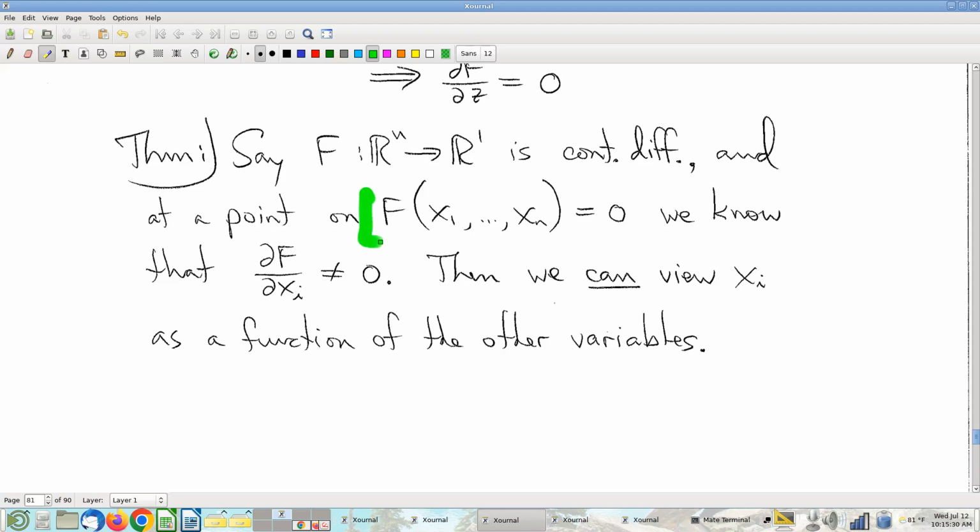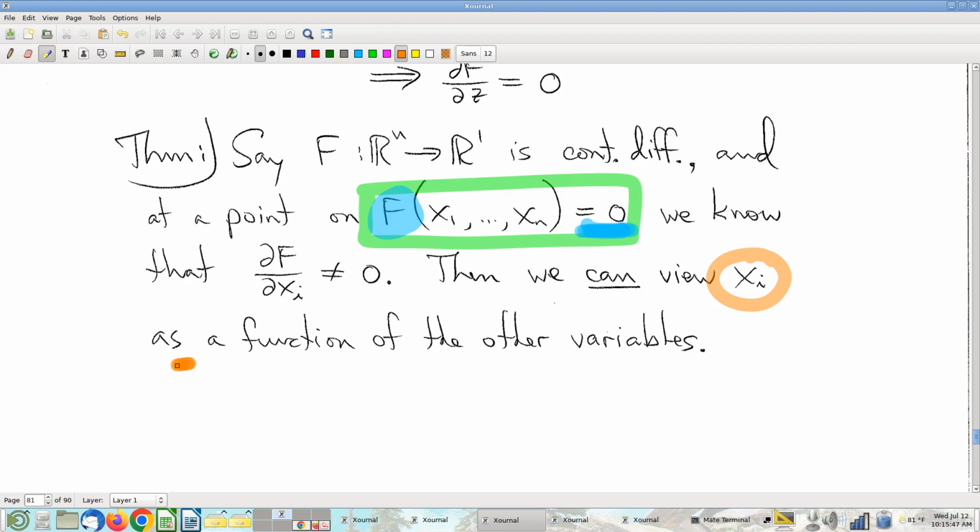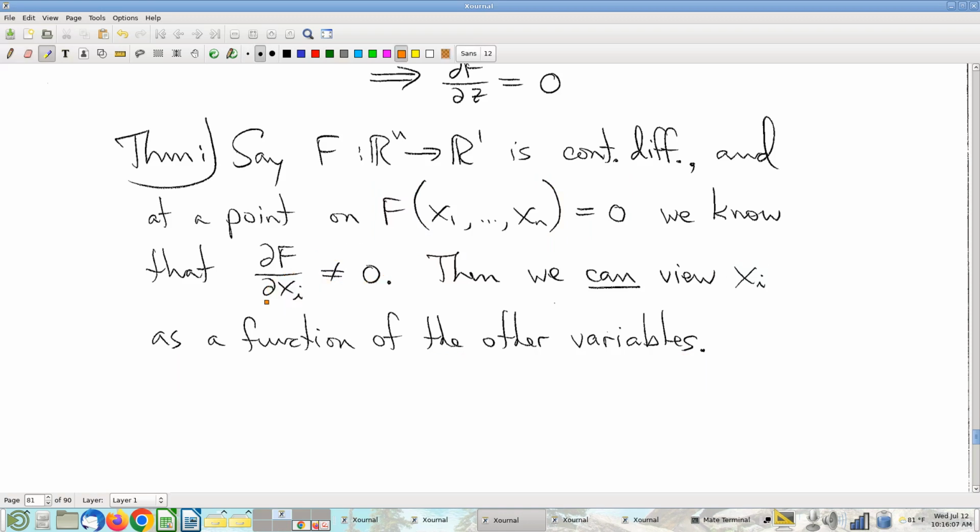If you have an equation thought of as a level set of a function, and if you want to view one of these variables as being a function of the others, whatever variable that is that you want to view as a function, that's the partial that needs to be non-zero. And if it is, you're good. No problem. Go ahead. And notice how easy it is to check this. All you have to do is make sure that you identify clearly what is the function.